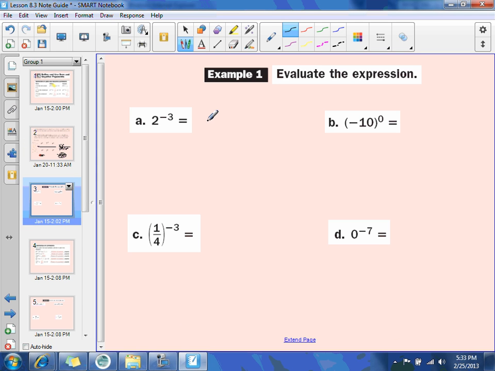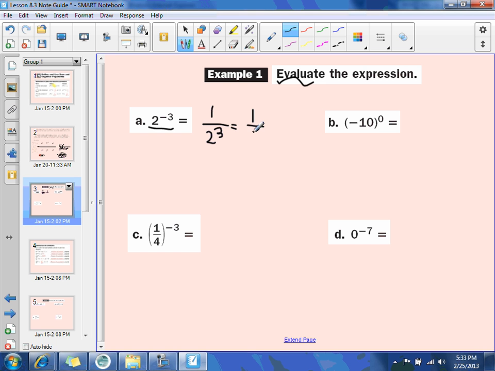So let's try this. 2 to the negative third power means it wants to be in a fraction, because right now if it were in a fraction, it would be in the numerator. So it wants to be in the denominator. Happy. So if nothing is in the numerator, 1 becomes there. Now, the directions do say evaluate. That means find the answer.